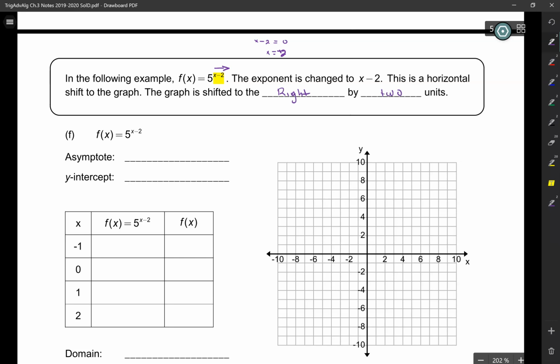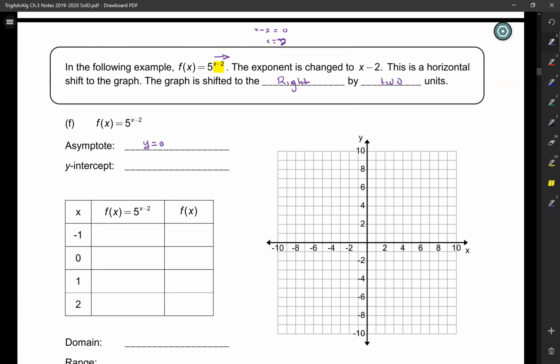Now, if it's shifted to the right or to the left, the horizontal asymptote doesn't go anywhere. It's still there. So the asymptote is still y equals 0. But now, the y-intercept, it's going to be y equals 5 to the 0 minus 2, 5 to the negative 2, that's 1 over 5 squared, 1 over 25. That's a tiny little number. Okay?